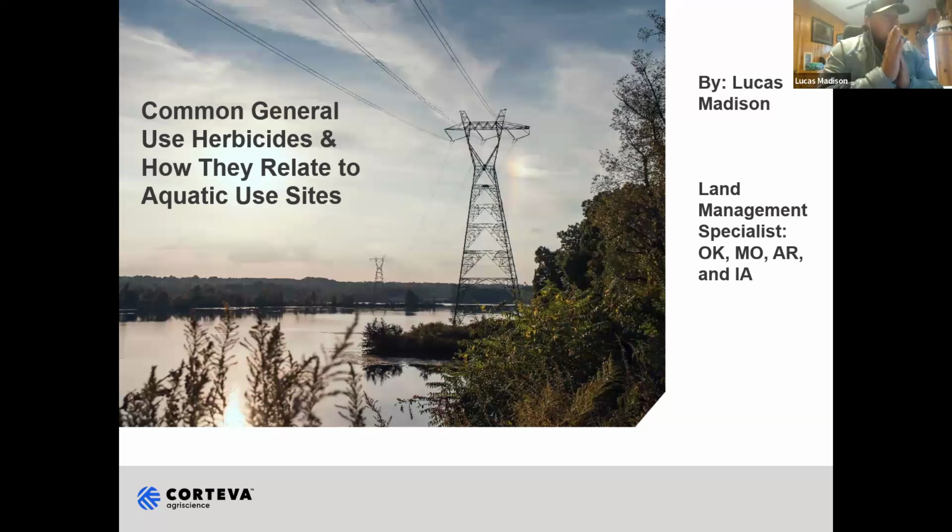So I'm going to talk about common general use herbicides. My role, I work a lot with right-of-ways and DOTs and just land management all across the board. So I'm running into use sites, aquatic use sites, in a lot of different facets of my job. So I'm going to try to touch on some of the different aspects of what I deal with in my position and how they relate to aquatic sites as a whole.